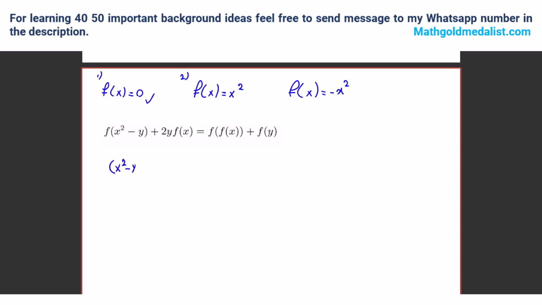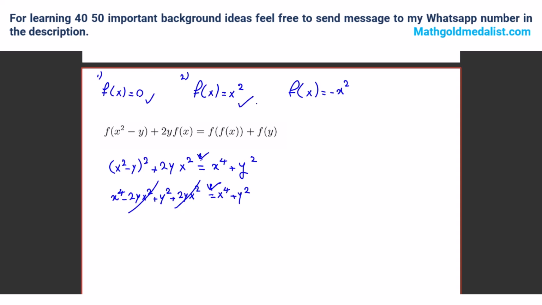Second one, f of x equals x squared. This one would be x squared minus y squared plus 2y x squared, and f of that would be x to the 4 plus y squared. Is it the correct one? If you raise this side to the power of 2, it's x squared minus 2y x squared plus y squared plus 2y x squared, it is equal to x to the 4 plus y squared. Negative 2y x squared and 2y x squared would be cancelled, so x to the 4 plus y squared equals x to the 4 plus y squared. So it is our second answer.